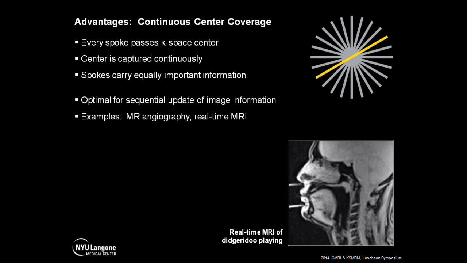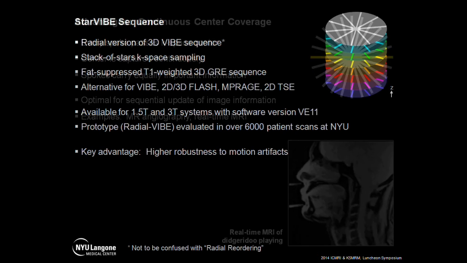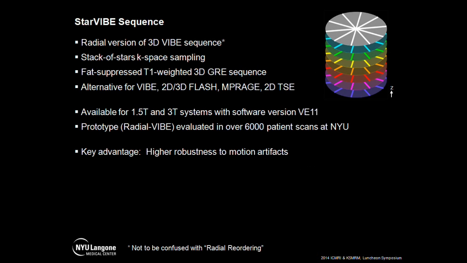And so if you want to do such real-time imaging or real-time cardiac imaging, then radial trajectories are the perfect choice. And I will later talk about a radial cardiac imaging technique, but first I will talk about a different radial sequence which we developed together with Siemens Healthcare, which is the StarVIBE sequence.